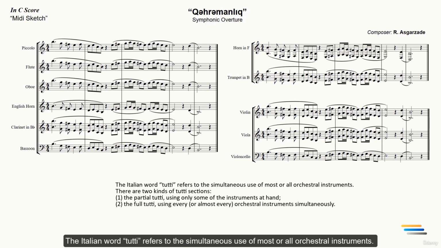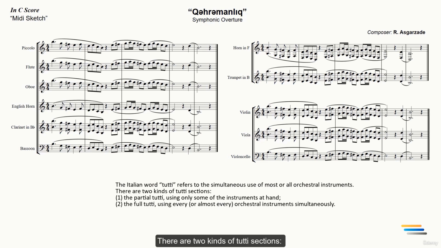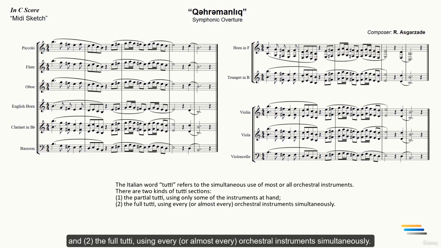The Italian word tutti refers to the simultaneous use of mass or all orchestral instruments. There are 2 kinds of tutti sections. First, the partial tutti, using only some of the instruments at hand. And second, the full tutti, using every or almost every orchestral instrument simultaneously.